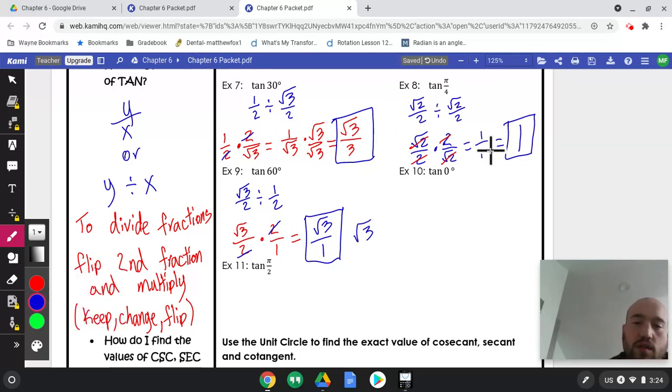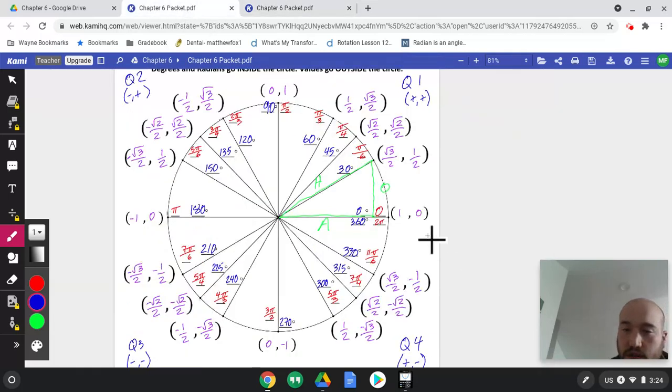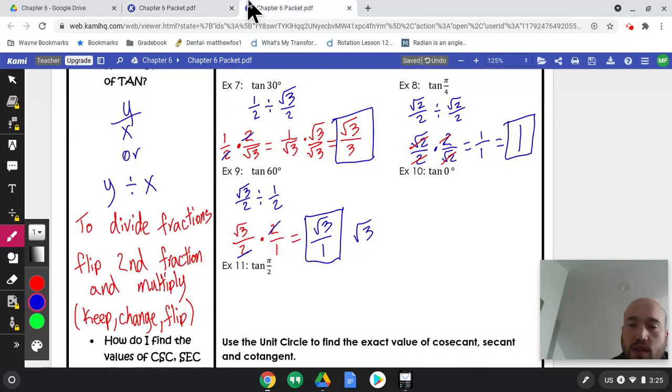Okay, tangent of 0. At 0 degrees, 0 degrees is over here. We have 1 and 0. So if we write that, 0 divided by 1, which hopefully you know is just 0.